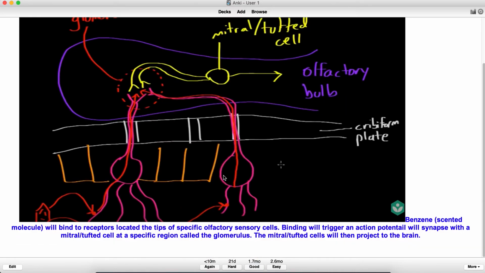So benzene will bind to a receptor on a specific olfactory sensory cell. Binding will trigger an action potential which will synapse with mitral and tufted cells at a specific glomerulus and will send projections to the brain. Okay, that's the olfactory bulb.